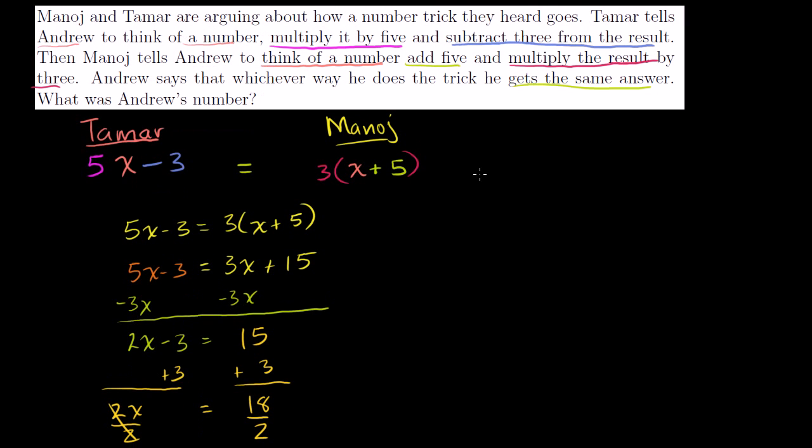Let's see if it works according to both Tamar and Manoj's method. If this is 9, you get 5 times 9 is 45 minus 3. So you get 42. That's when you do Tamar's method. When you do Manoj's method, this is a 9 right there. 9 plus 5 is 14. It becomes 3 times 14. 3 times 14 is 30 plus 12, which is 42. So Andrew was right. He randomly picked the number 9, and regardless of which method he uses, he gets the same result. He gets 42.